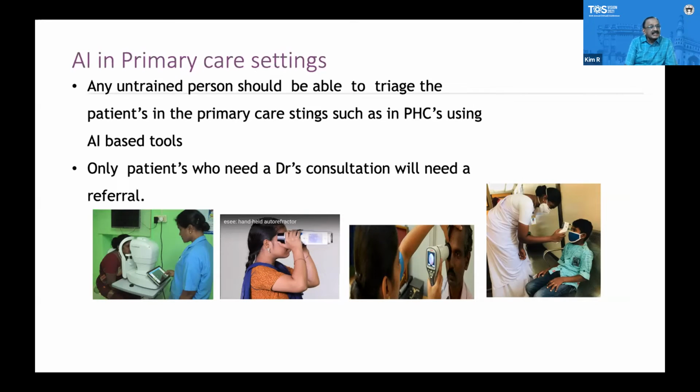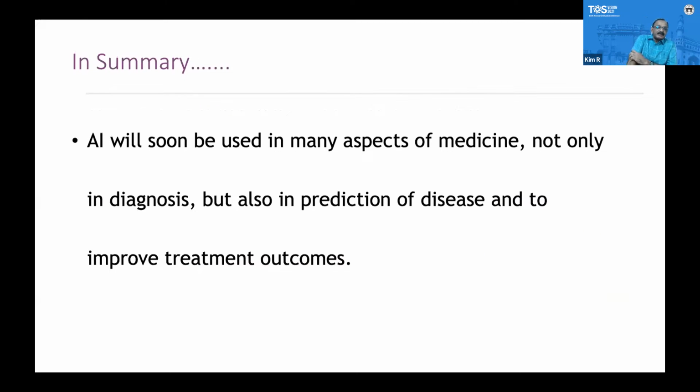There's also a large potential for AI in primary care settings, where any person staying in a remote location can use these AI-based tools to triage the patients, and those who really need care can be referred to the ophthalmologist. Only those patients who need the doctor's consultation, so that the doctor's time is saved from screening and they treat those who actually need care.